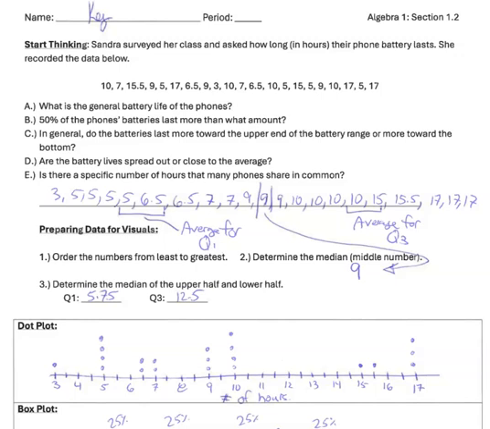So the start thinking part says Sandra surveyed her class and asked how long in hours their phone battery lasts. She recorded all the data below. And it's 10 hours, 7 hours, 15.5 hours, 9 hours, 5 hours. And it's just this big long list of numbers which represent the number of hours that their phone battery lasted. So the first question was, what is the general battery life of the phones? It's really hard to figure that out just by looking at this long list of data.